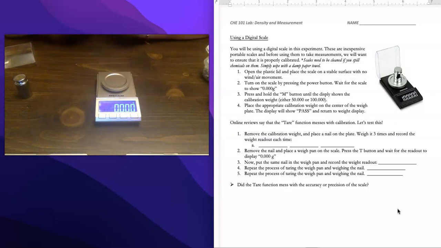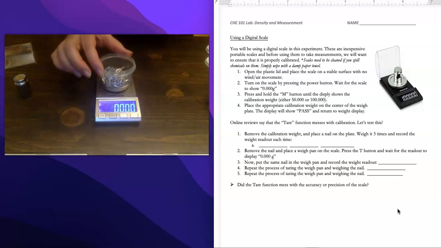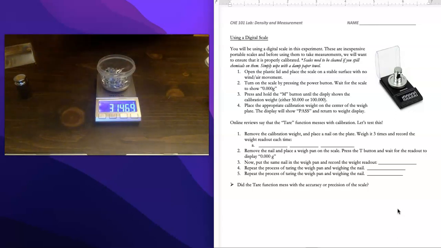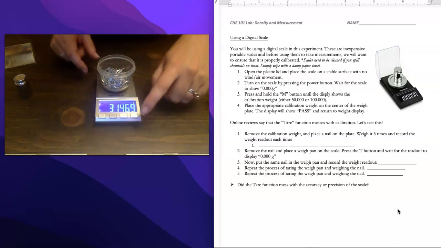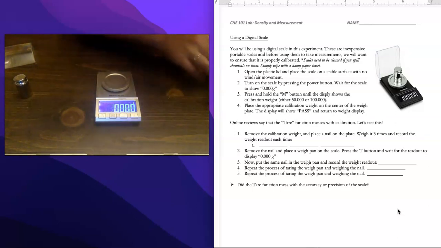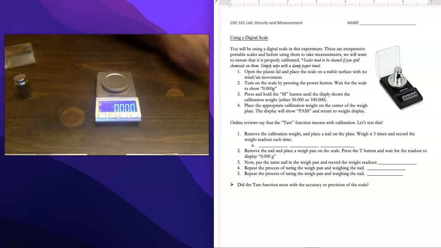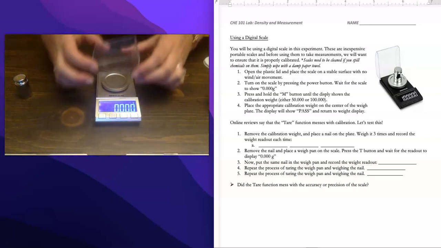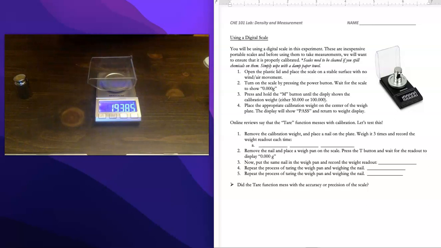Now, the reviews online said that when you tare the scale, which means you put something on it and you return it to 0, so for example, if we put this whole thing of nails on here, all right, it's 31 point, I can't read upside down. All right, now let's do this. Let's do something empty. Whatever, let's do the lid here, okay?